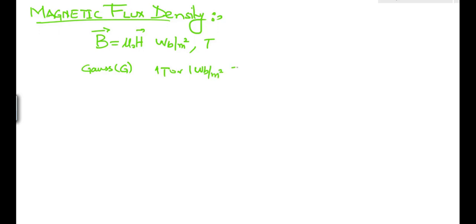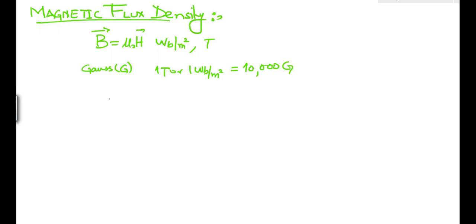Now coming to the magnetic flux density, we define the magnetic flux density in free space by this relation, where mu naught is the permeability of free space. The units are Webers per meter square, or the Tesla. Remember, the magnetic flux density was also measured in older units called the Gauss, or G, and the relation is that 1 Tesla, or 1 Weber per meter square, is equal to 10,000 Gauss.